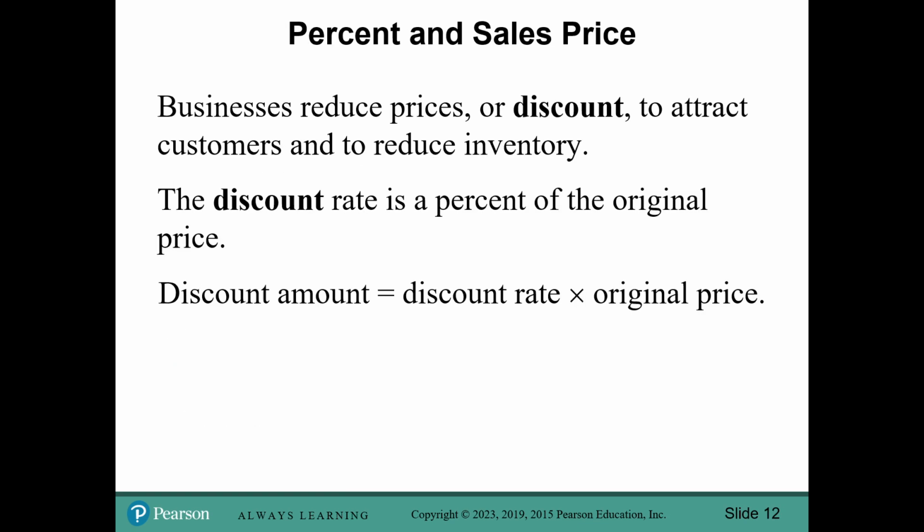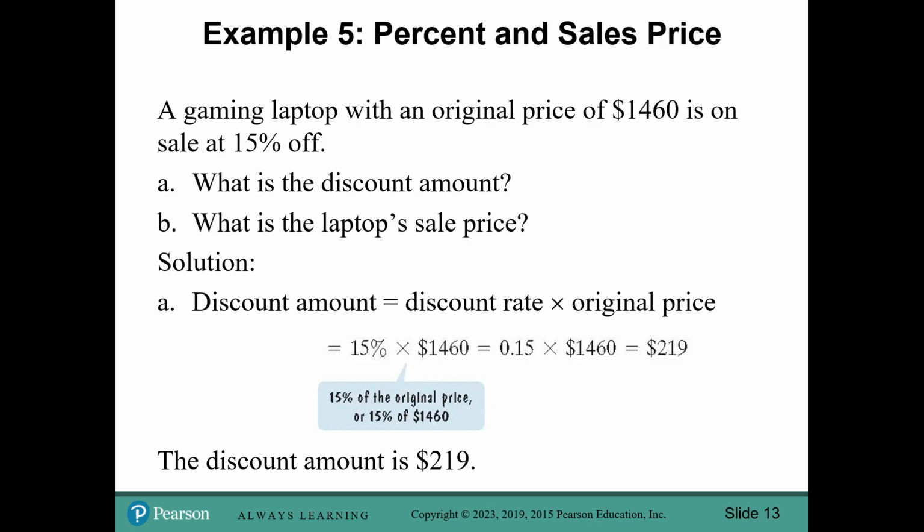Percent and sales price. Now, businesses do reduce prices sometimes, and we call that a discount to attract customers and to reduce inventory. The discount rate is a percent of the original price. So the discount amount equals the discount rate times the original price. So let's look at this example.